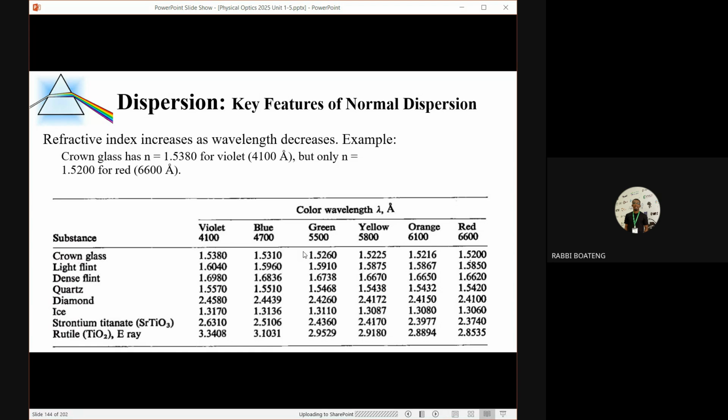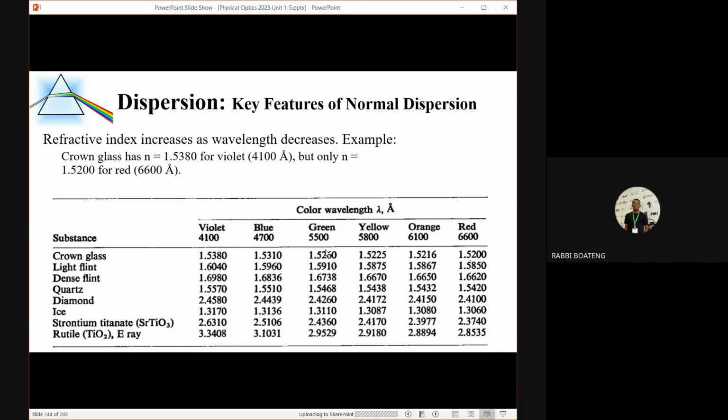Is that okay? And we've been given some materials. For each material, we expose the wavelength to it and measure a respective refractive index. So anytime we have a material like a crown glass and we expose it to, say, a red wavelength, we get 1.5200. We expose it to orange wavelength, we get 1.5216. Is that okay? The same as the yellow, we'll be getting different values.